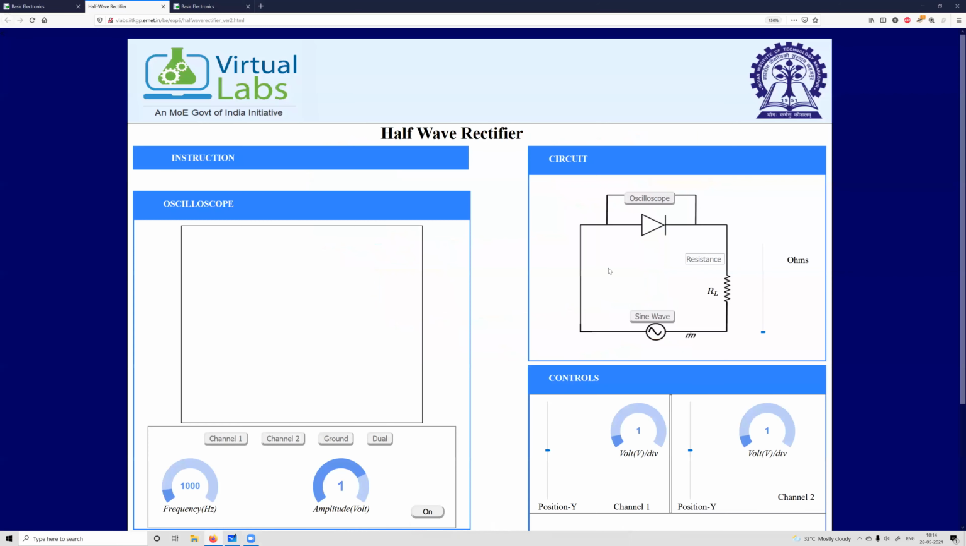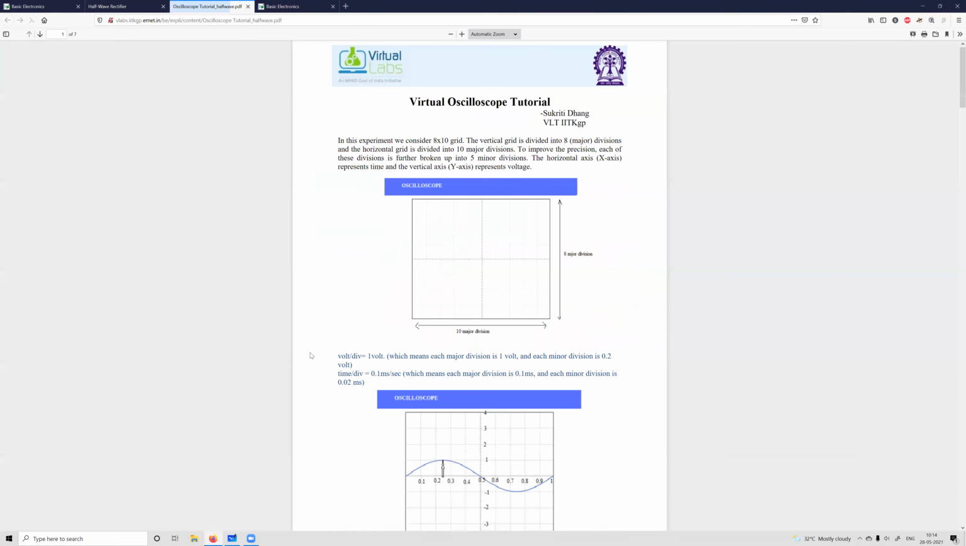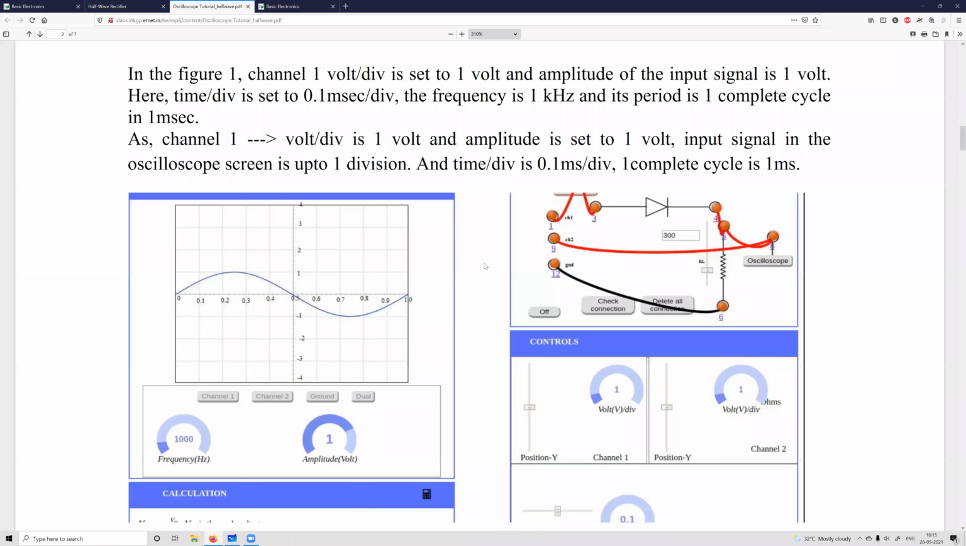Let me show you. Please note this circuit carefully. This is the connection of the oscilloscope. This is the correct connection of the oscilloscope. The oscilloscope is connected between the load and ground, not across the diode. If you connect it across the diode, it will show you a completely different waveform. Is it okay?